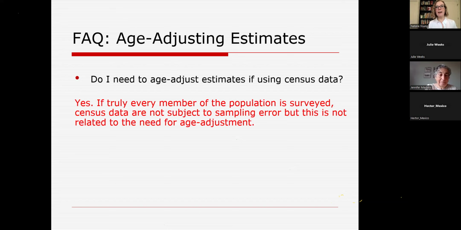It's true that if every member of the population is surveyed, census data are not subject to sampling error. But sampling error is not what we're trying to account for when age adjusting. The age adjustment, again, is really intended to allow us to compare disability rates across countries. Next slide, please.